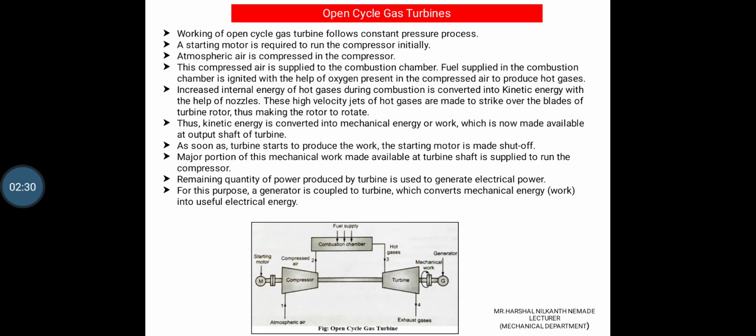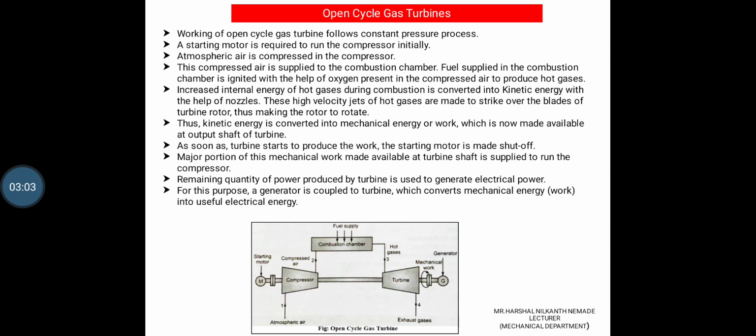Open cycle gas turbine. The working of the open cycle gas turbine follows the constant pressure process. In the open cycle, a starter motor is required to run the compressor initially, and atmospheric air is compressed in the compressor. This compressed air is supplied to the combustion chamber. Fuel supplied to the combustion chamber is ignited with the help of the oxygen present in the compressed air to produce hot gases. The increased internal energy of the hot gases in the combustion chamber is converted into kinetic energy with the help of the nozzle.